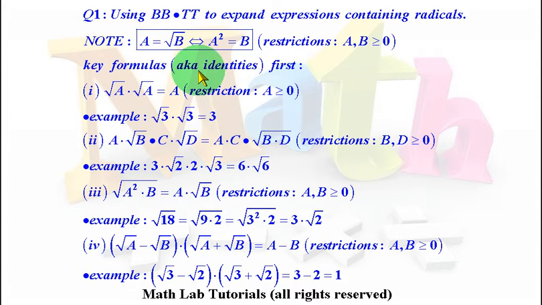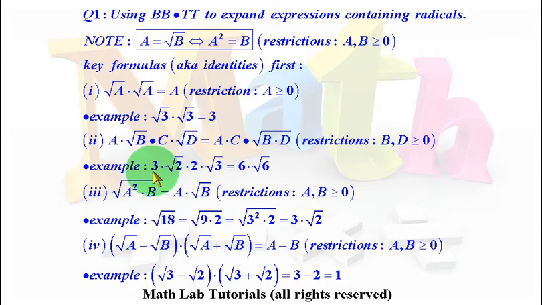Key formulas, also known as identities, we've already seen these, but I wrote them down again. Root a dot root a is equal to a. Restriction, a greater than or equal to 0. Example, root 3 dot root 3 is equal to 3. And then we've got mixed radicals over here, a root b dot c root d. You multiply the good guys together, you get a dot c. And you multiply the bad guys together, you get root b dot d. And again, you have to restrict the arguments b and d of the square roots, so b and d have to be greater than or equal to 0.